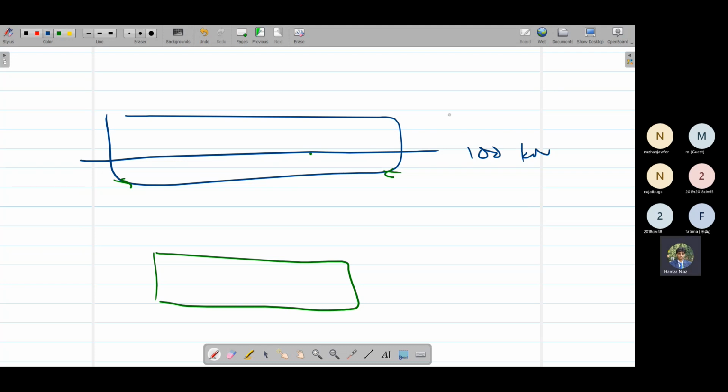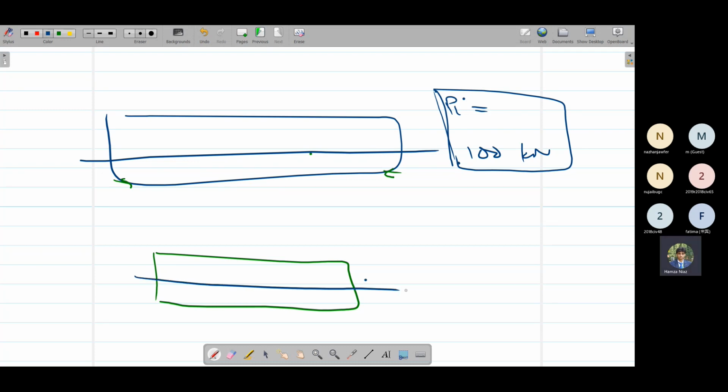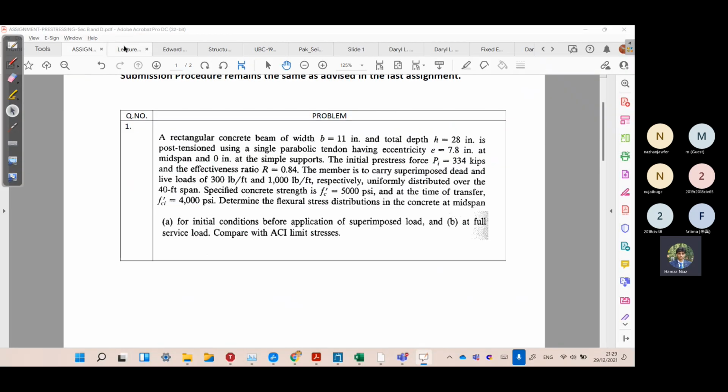So this we call PI, before the release of the jacks. We call that the initial pre-stressing force, what we actually applied on the pre-stressing. And after we release it, what would be transferred to concrete, after losses, we call PE, the effective pre-stress force. PI we applied, and after losses, what is transferred to concrete we call PE.